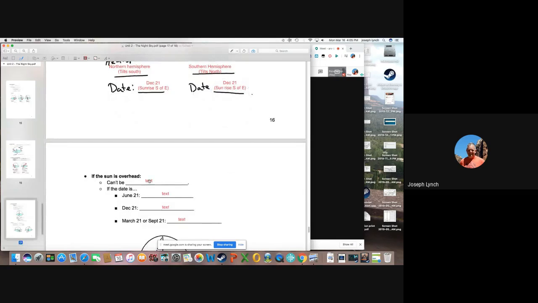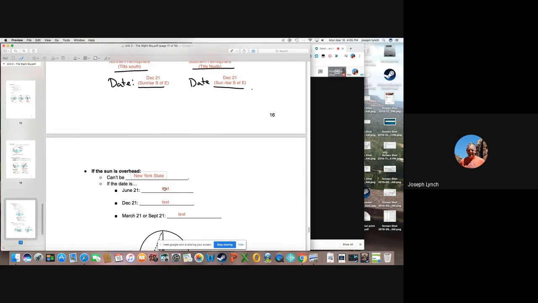Now, if the sun is overhead, you can't be in New York State, because the sun never gets this far north, so it's never going to be overhead. It only gets up to the Tropic of Capricorn. If it's June 21st, the sun is over the Tropic of Cancer. December 21st, over the Tropic of Capricorn. And on March or September 21st, it'll be equator. So if it's overhead, it's going to be one of these 3 days, the way we're doing it in this class.